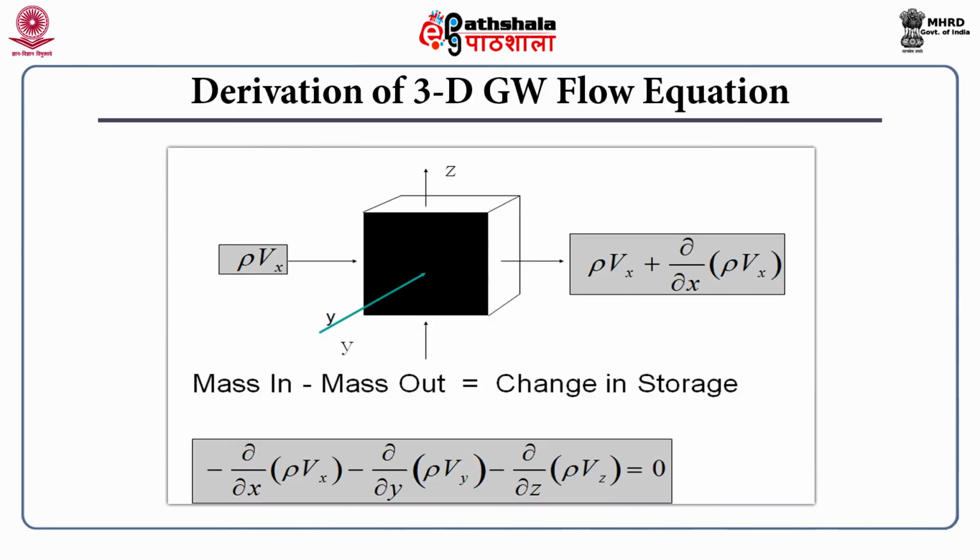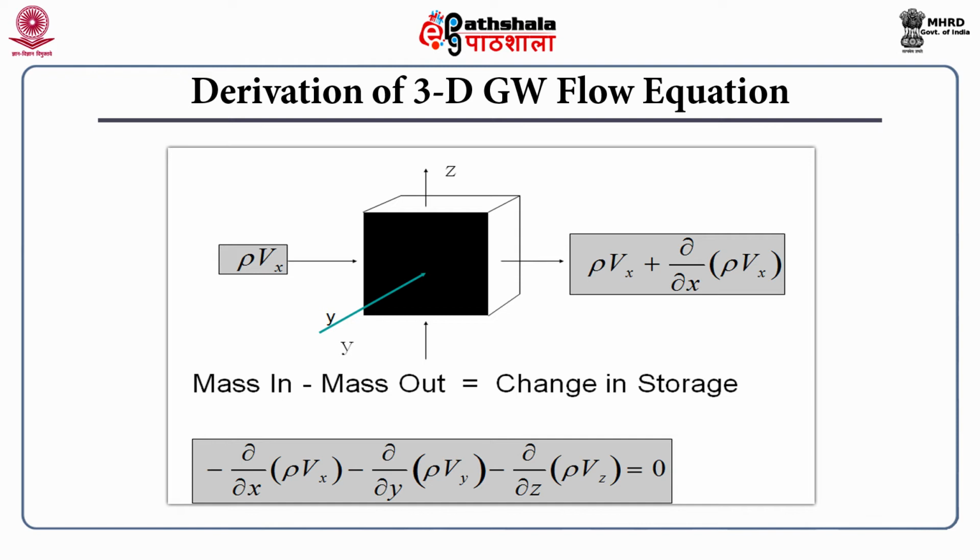This picture shows a parallelepiped having dimensions x, y and z. You can see there are a total of 6 faces of this cuboid. Let us consider that from 3 faces the water is entering, and from the remaining 3 faces water is leaving the system. By considering the x, y and z directions, we consider the flux in the x direction, that is Vx, the Darcy's flux Vx, and the change in this direction flux is Vx plus d upon dx into Vx. And considering mass in minus mass out equal to change in storage, because the change in storage is for a completely saturated zone.